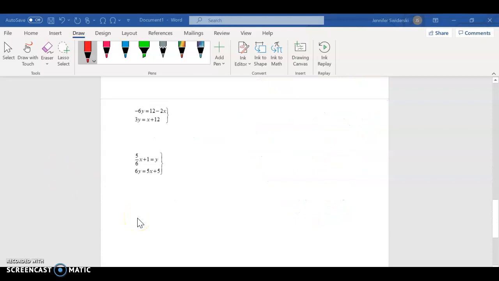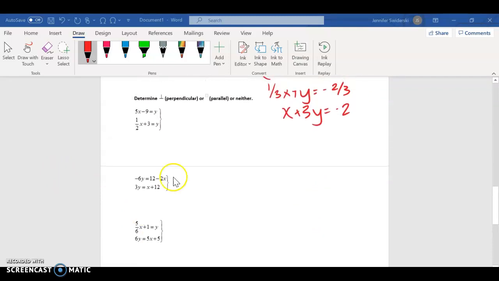These last three problems, we need to figure out if they're perpendicular, parallel, or neither. To do that, we need to find the slope of each. So for this first one, I see it's already in slope intercept form. Y equals 5x minus 9. For the second one, we also have y equals 1/2 x, when I move this around, plus 3. Well, they're not the same, so they're not parallel. They're not opposite reciprocals, so it's got to be neither.